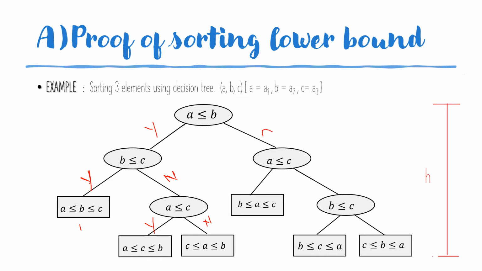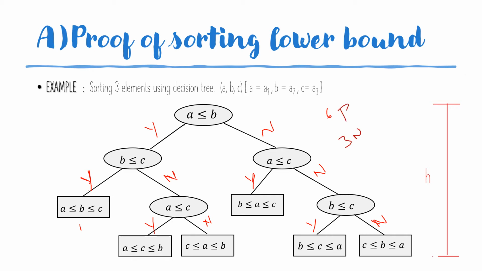Similarly, I give the decision to be a yes or no at each node. Depending on that, I get different sorted orders, so different permutations. So I got 6 permutations for 3 elements.